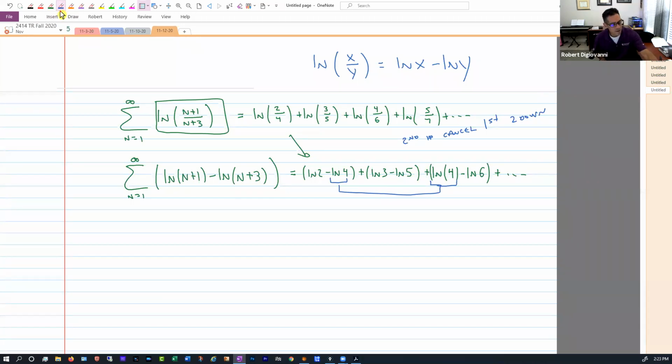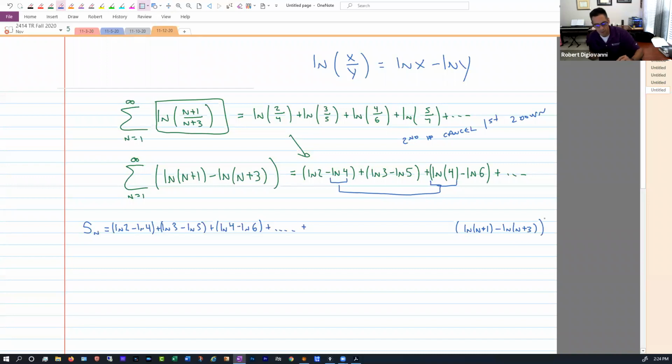All right, let's write out the partial sum. S sub n is going to be natural log 2 minus natural log 4 plus natural log 3 minus natural log 5 plus natural log 4 minus natural log 6 plus ... Now I'm going to start at the end. If I go to the end, it'll be natural log of n plus 1 minus natural log of n plus 3.